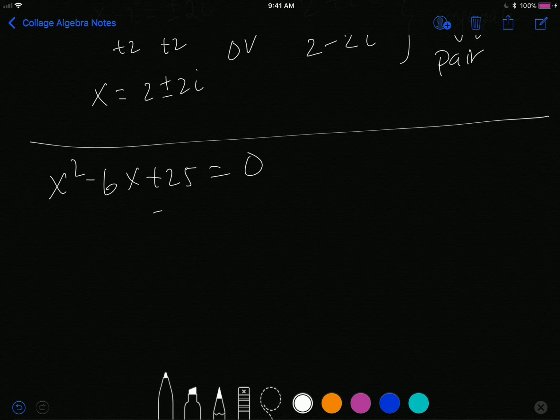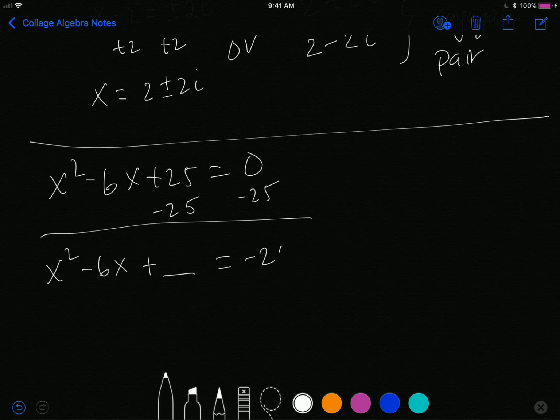So the first step is I'm going to remove the number that's in my way. Remove that 25. And I have x squared minus 6x, and a space, is equal to negative 25. Now to figure out the number that comes right here, I have to take this number, divide it by 2, and then square the result. Negative 6 divided by 2 is negative 3. Negative 3 squared is positive 9. So I add plus 9 on this side and I add plus 9 on that side.